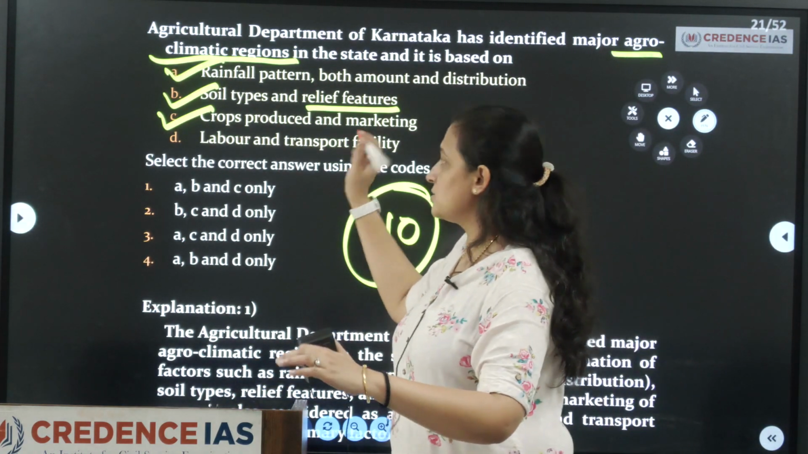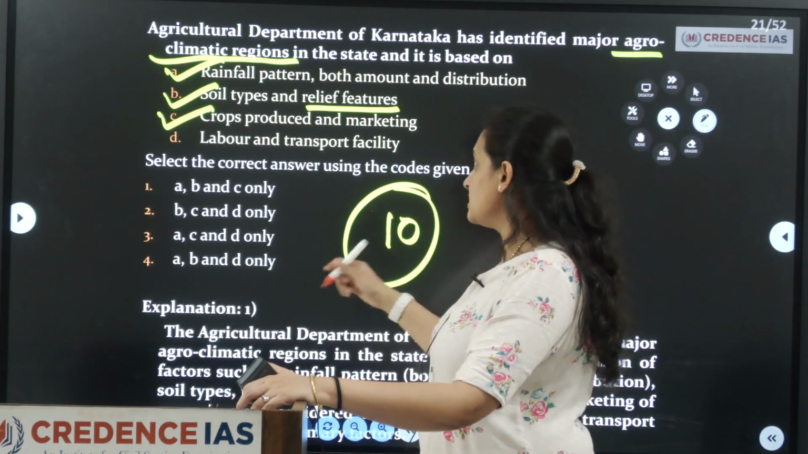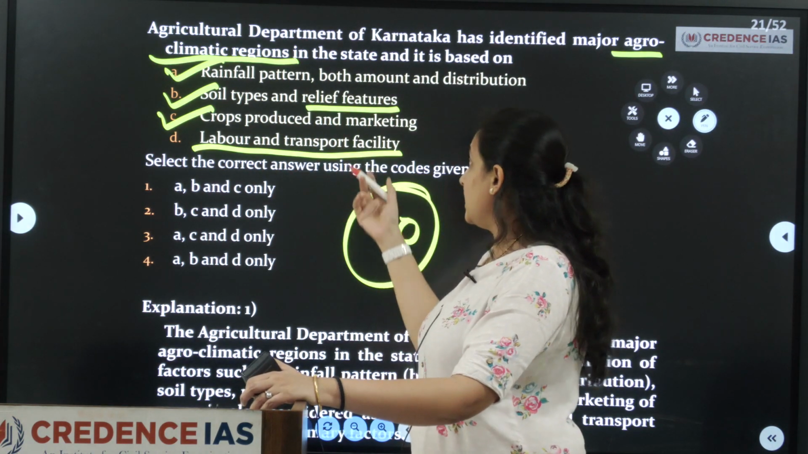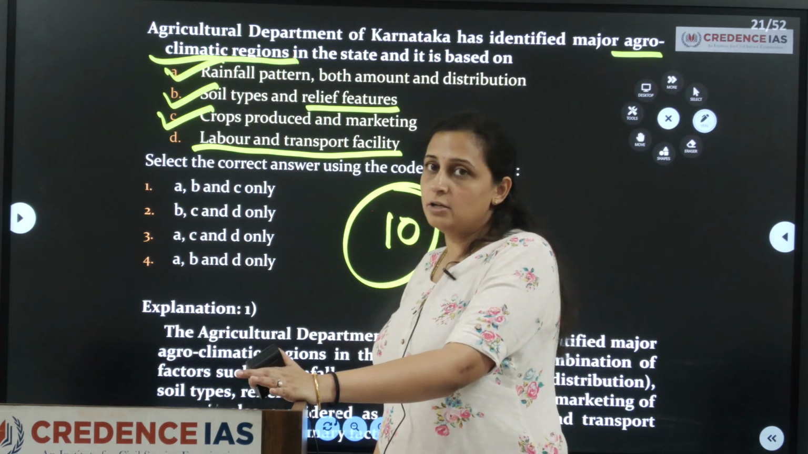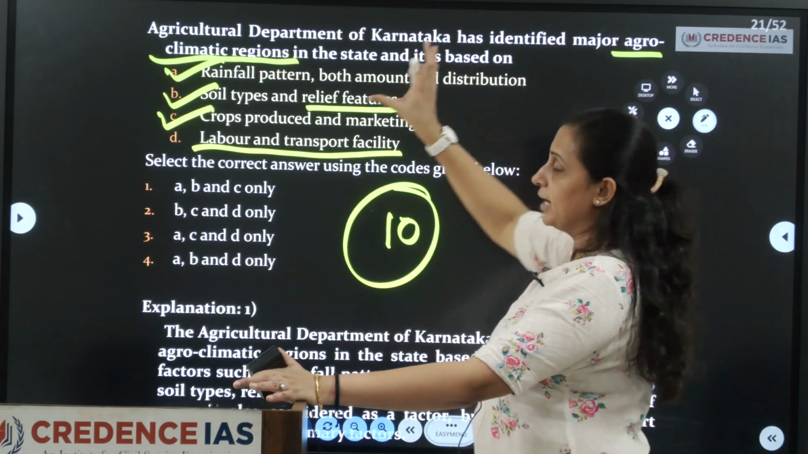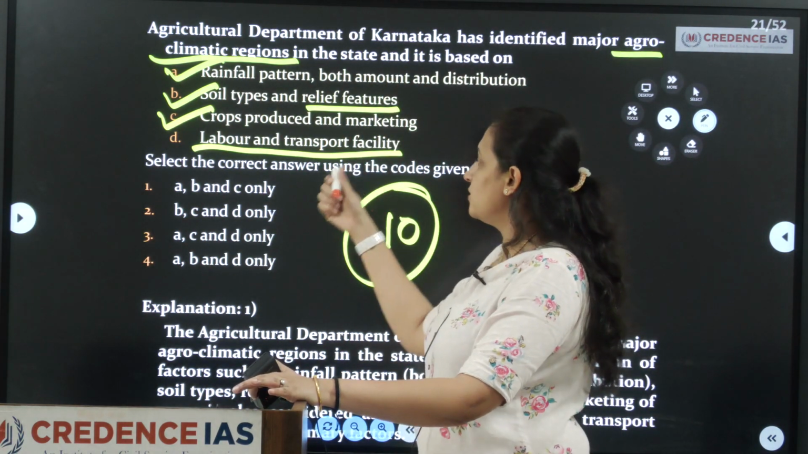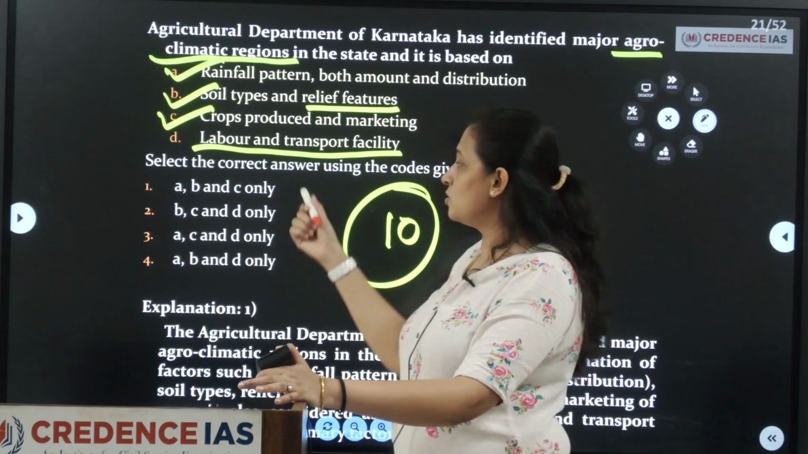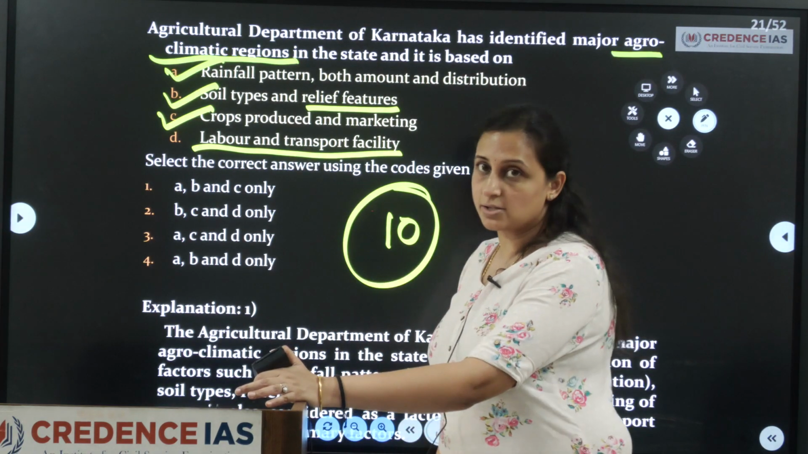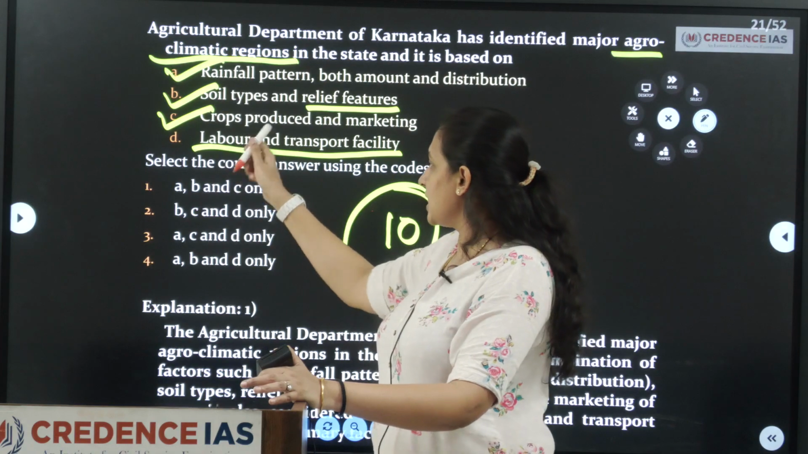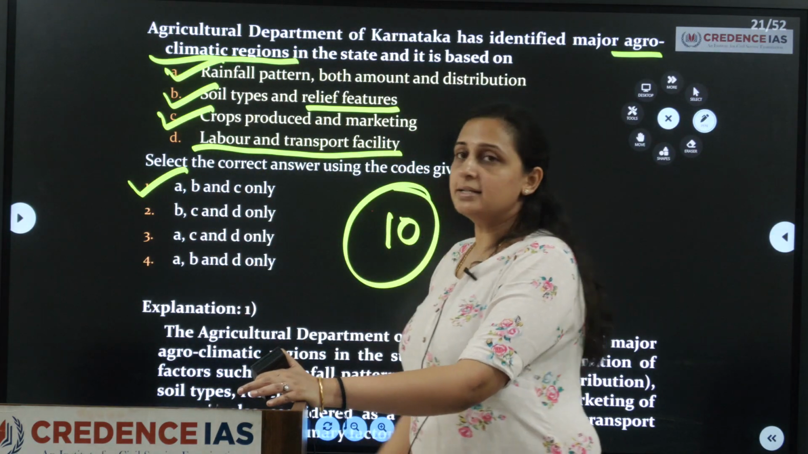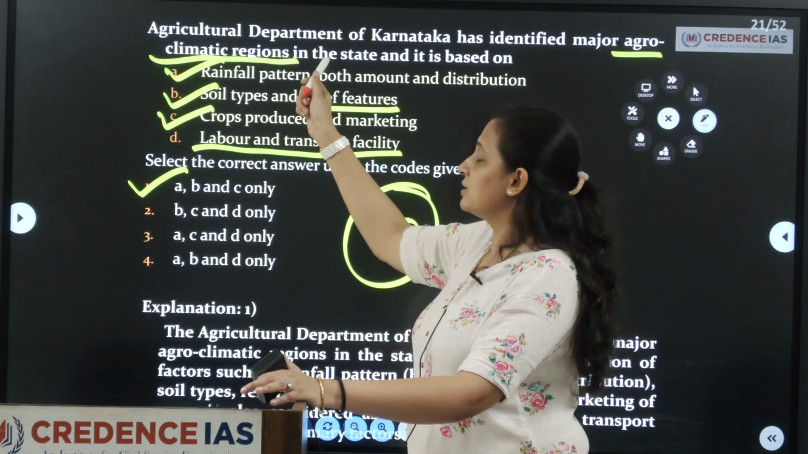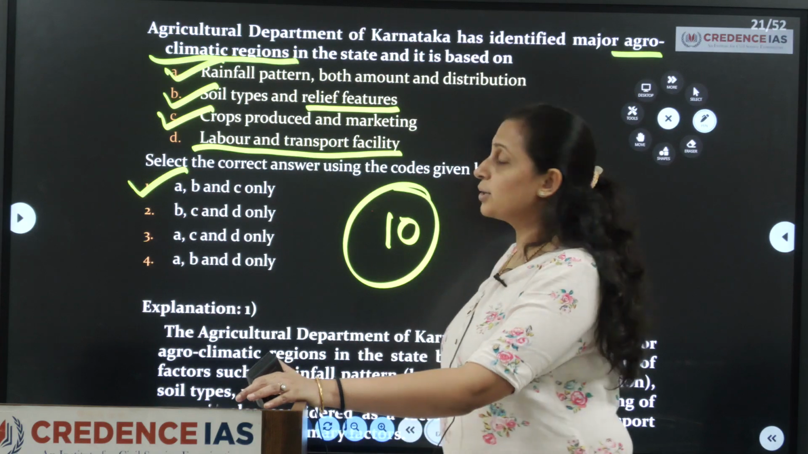So crops produced and marketing will be taken into consideration, whereas labor and transport facility, if you observe all these features, is not a primary factor to divide any region into agroclimatic regions. Because if infrastructure is available, we can develop labor and transport in any area. So this is not a deciding factor for agroclimatic regions. So the correct option is A, B and C only, as this is not considered by the Agricultural Department to divide the agroclimatic regions.